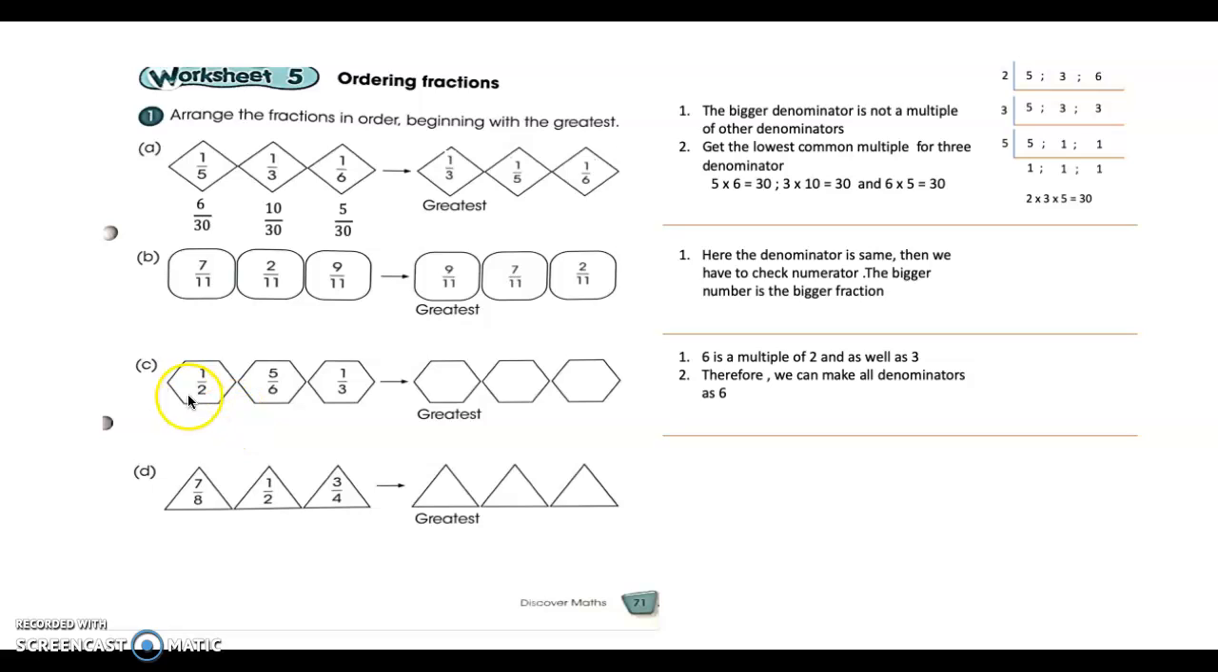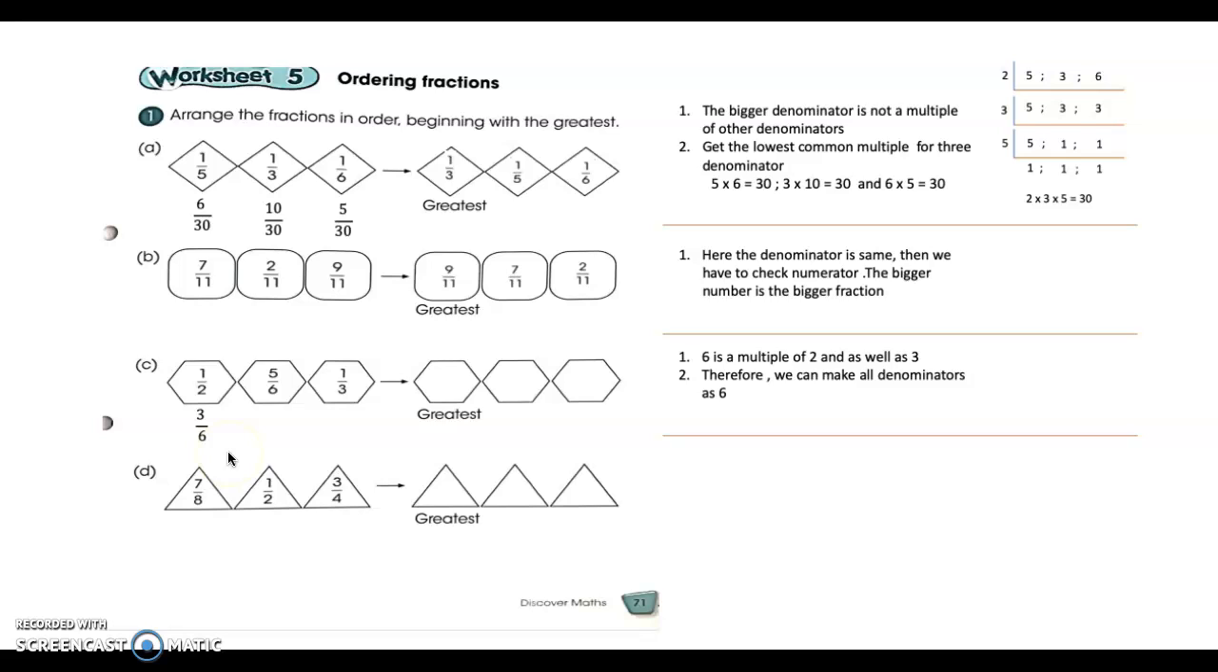Now look at the denominators. This time we have to find the bigger denominator. The biggest one among the three is 6, right? It is a multiple of 2 as well as 3. So it's easy again. That means we have to make all the denominators 6. 2 times 3 we get 6, right? So we have to get the equivalent fraction. Therefore 3 times 1 we get 3. So 3 over 6 will be the equivalent fraction for this.